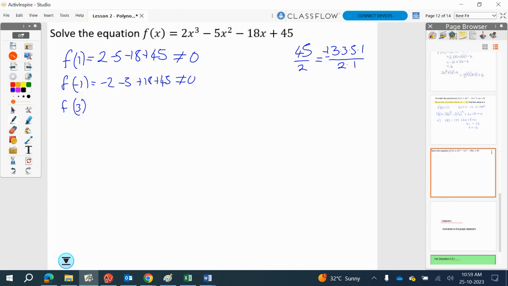Notice how the signs change. This one will become negative, and this one will become positive when we use a negative one. So we want to estimate. Let's try f of 3. This is going to give us 2 times 27. What's that? 54.